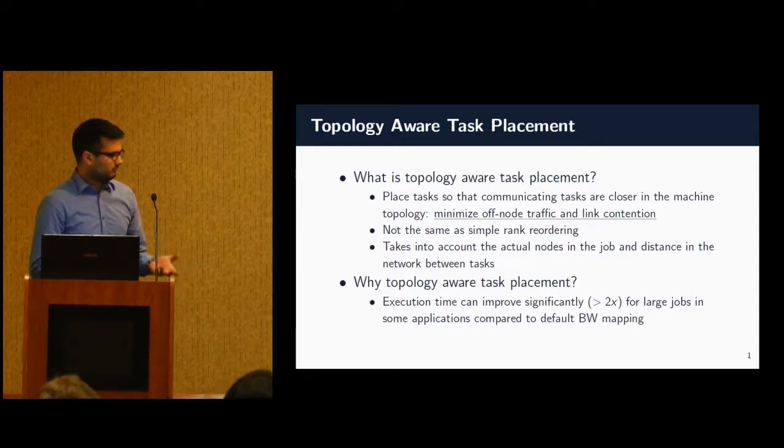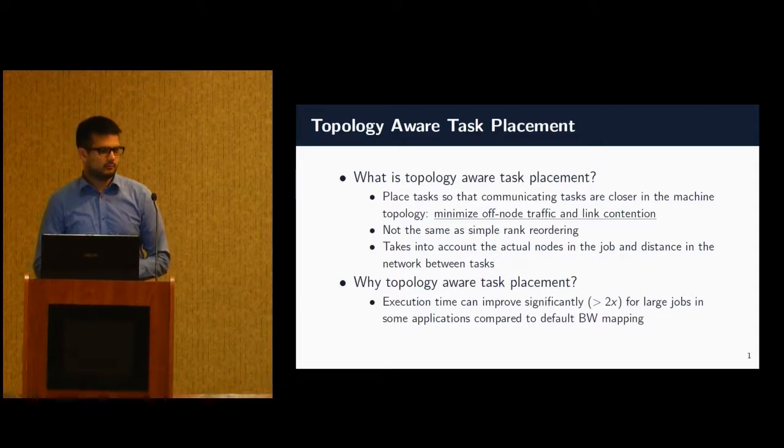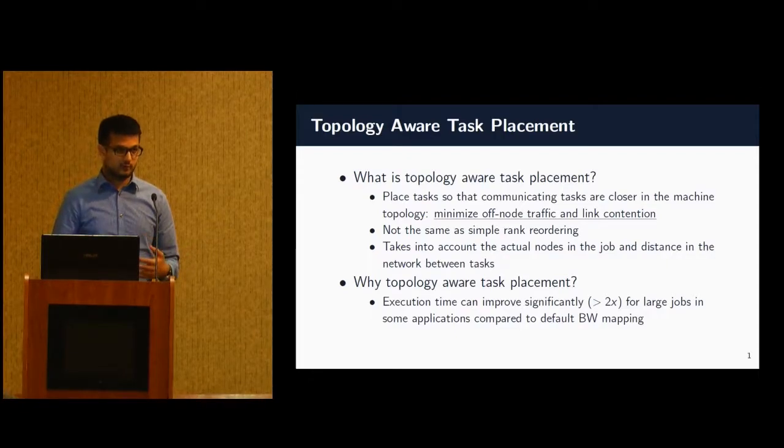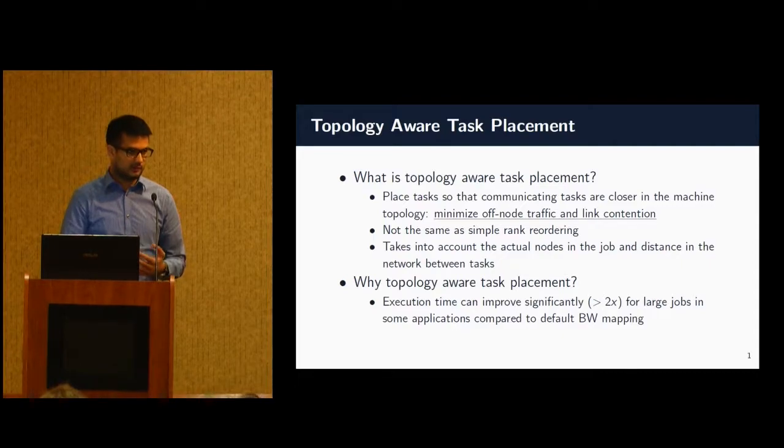So why is this important? As I said, execution time can sometimes be improved significantly by doing one of these mappings. We've seen things upwards of 2x in terms of performance increase for large jobs in some applications compared to the default mapping on Blue Waters. And this applies to even more of a degree on other machines as well. It's very dependent on the topology and application.